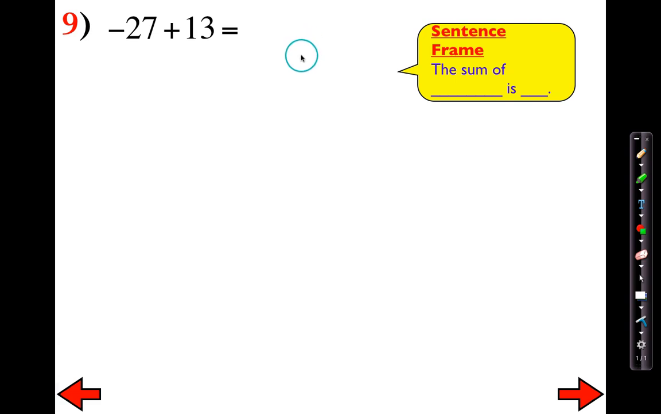Okay, next one. Here, let's go a little bit quicker. Here, ask yourself once more, are there more positives or are there more negatives? Hopefully you see here that there's more negatives, so let's start with negatives first. How many negatives are there? Well, there's 27 of them. Okay, well, what about positives? I see that there are 13 positives.